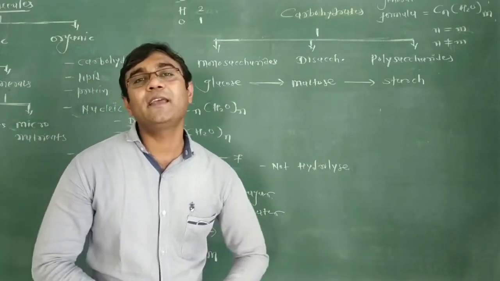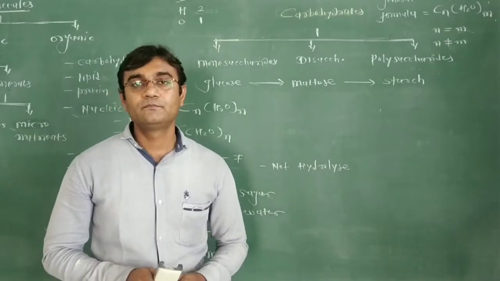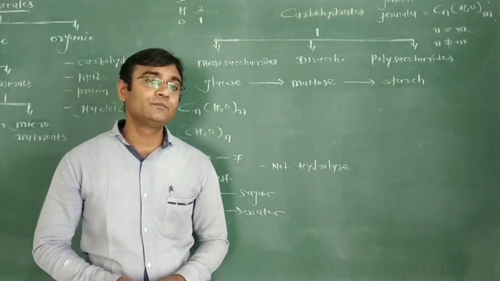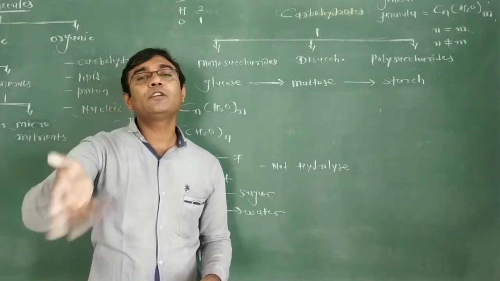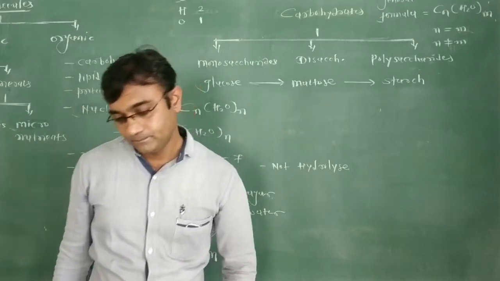As well as that, monosaccharide has 2 functional groups, one aldehyde and second ketone group. So according to aldehyde and ketone group, monosaccharide is divided into 2, aldose sugar and ketose sugar.